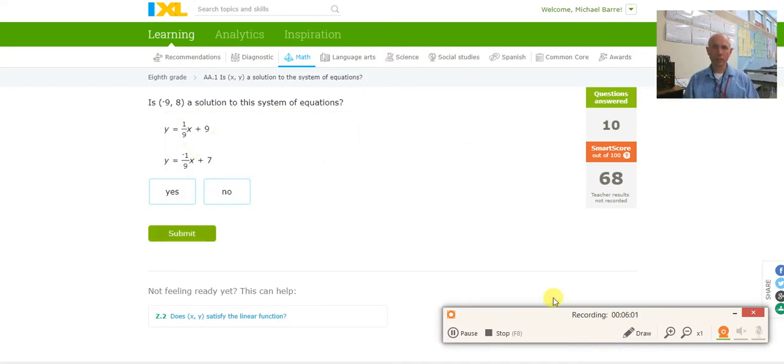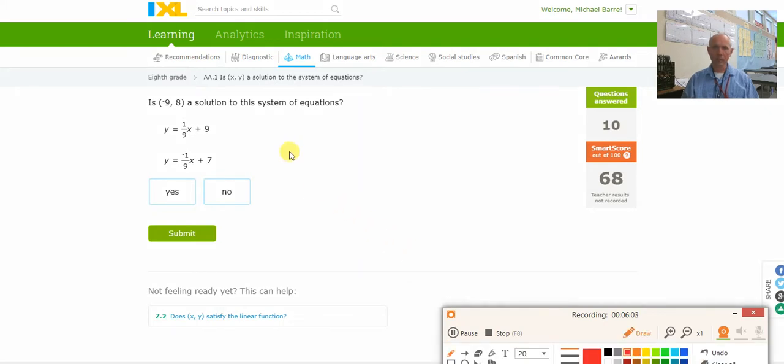Okay, interesting. We can do this. Still plugging it in. This is x. This is y. Y is 8. 8 equals 1/9 times x, which is negative 9, plus 9. So these guys are going to cancel. I'm left with just a negative 1 up here. So negative 1 plus 9 equals 8. So that's working so far.